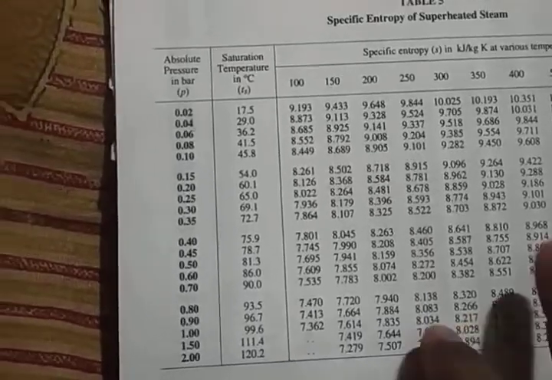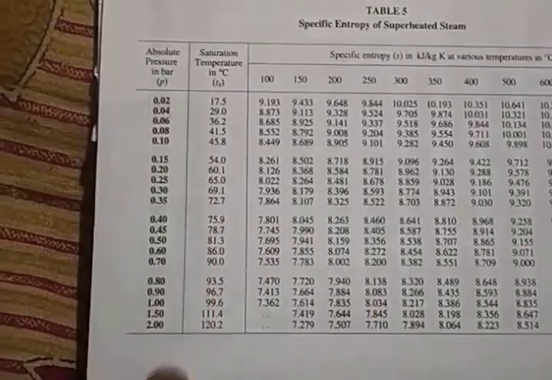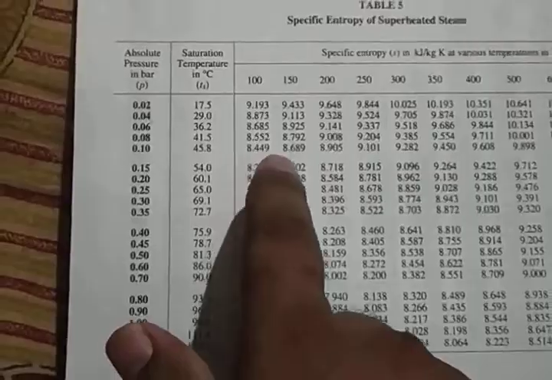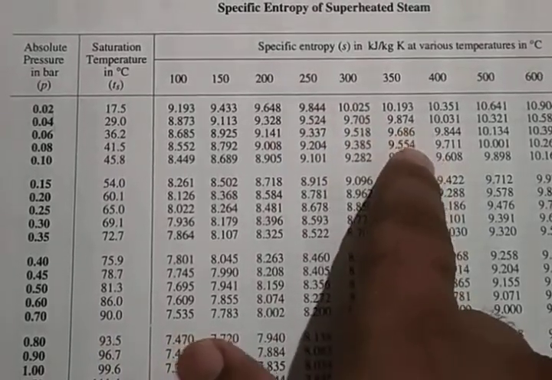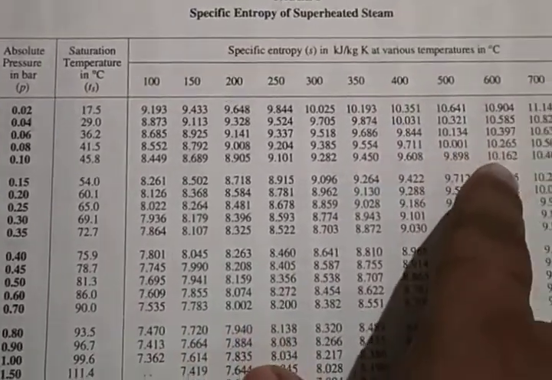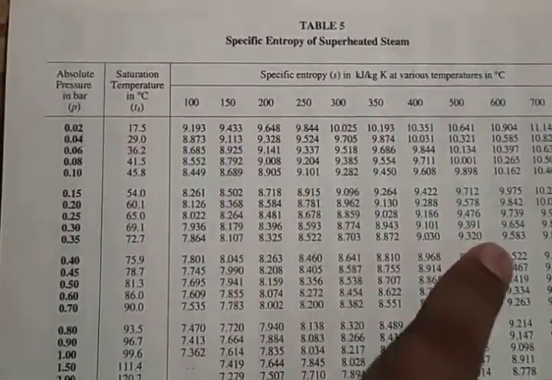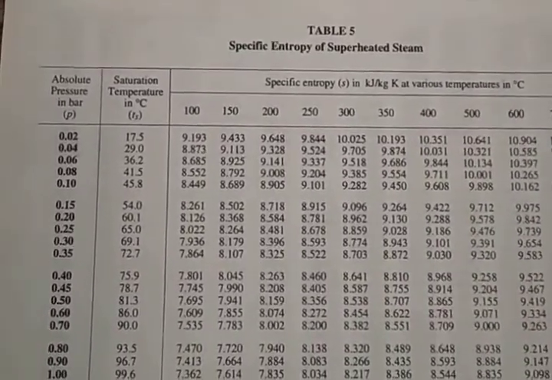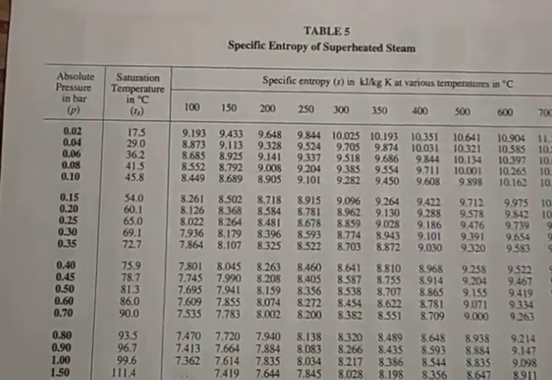That is, again, for the same pressure, absolute pressure, saturation temperature, and for different temperatures, 100, 120, 150, 200, 250, 300, 350, 400, 500, 600, 700 and 800. So these are the values of specific entropies. So tables number 3, 4 and 5 are of superheated steam. That is, you are going to get the values of specific volume, specific enthalpy and specific entropy.